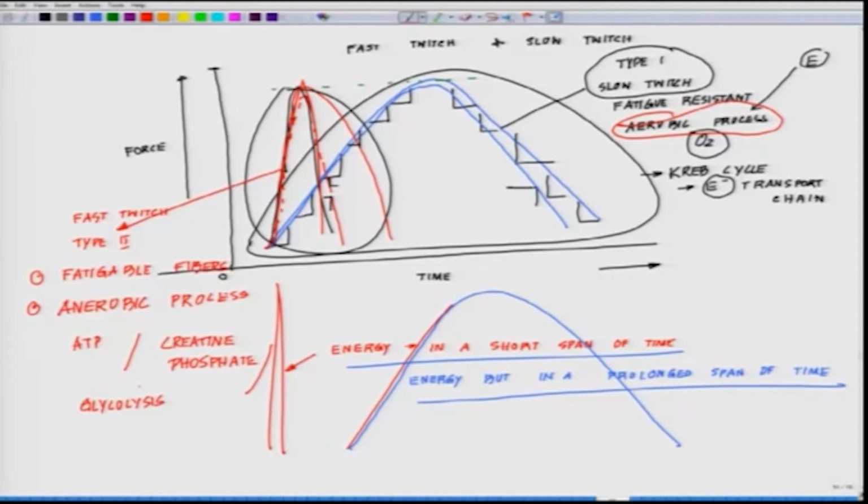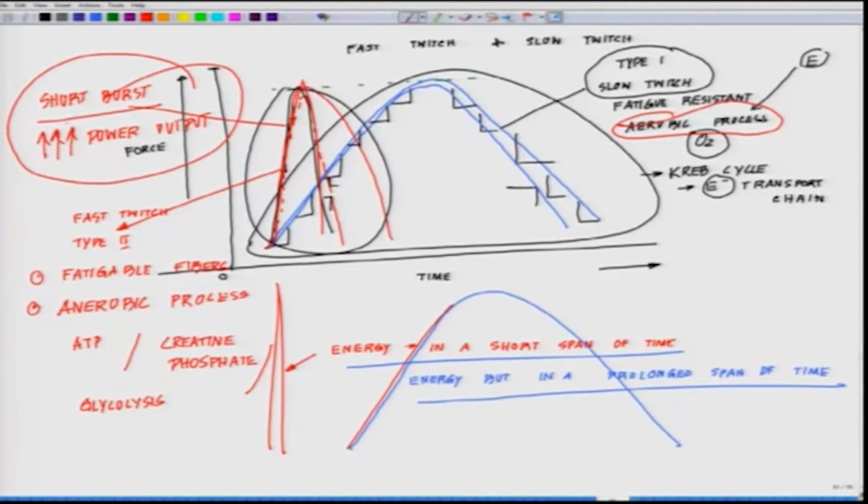So, these are adapted for short bursts and very high power output.